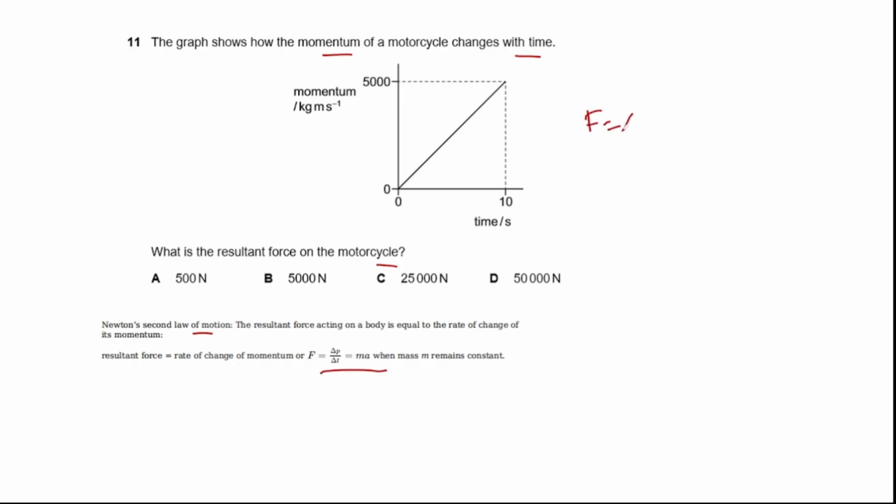F is equal to delta P over delta T. Since the graph is given, finding the gradient will give you the value of force. Here delta P is equal to 5000 by the graph, and the time taken delta T is equal to 10 seconds. So you just need to substitute: 5000 divided by 10, which is 500 Newton. So it is option A.